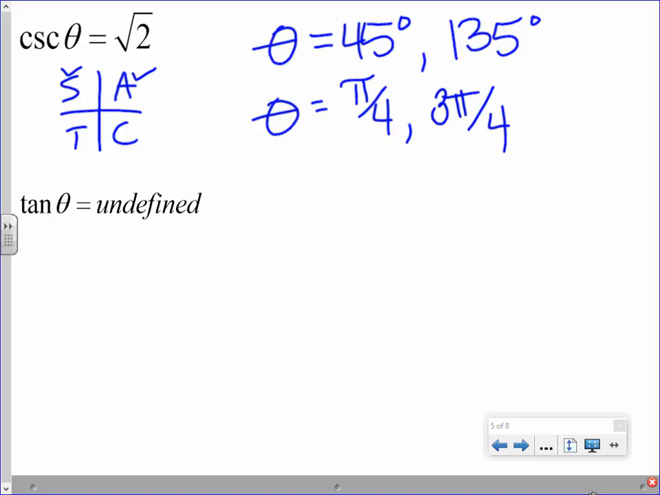Next one. Undefined. Tangent is undefined, probably not in a quadrant. Would you agree? It would have to be on one of the axes. Which axis should we focus on? X-axis or Y-axis? I heard Y, I heard X. So let's just write down all four.